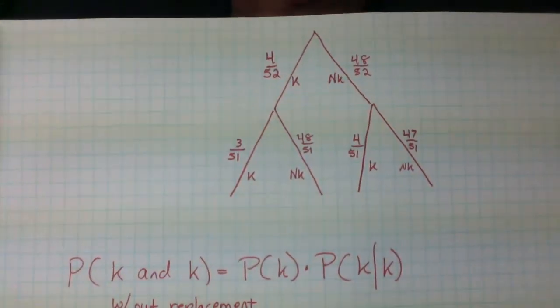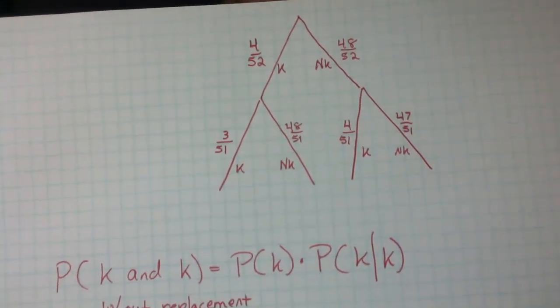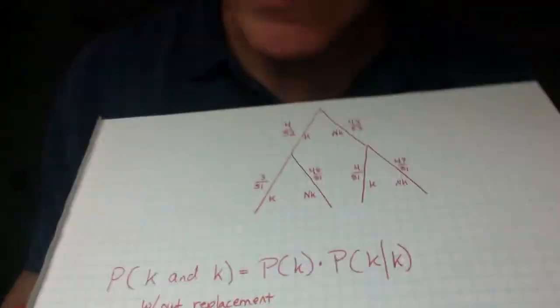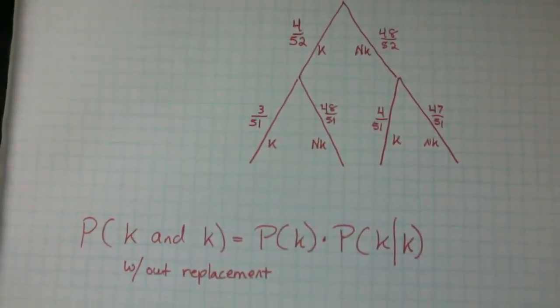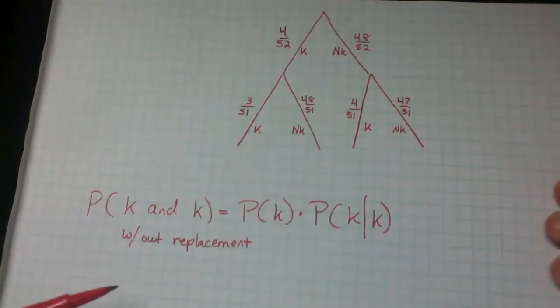Alright, so we're going to work on the idea of the multiplication rule. And I'm going to take an example of finding the probability of getting a king and then another king. And we're going to do this without replacement.